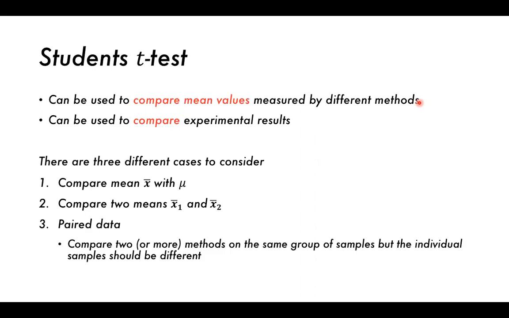So this is whenever we compare two or more methods on the same group of samples, but the individual samples should be different. So for example, say we have two methods, we get two samples from the same population, and then we would use those two methods to measure our two samples, and then those results would be compared as a paired data measurement.